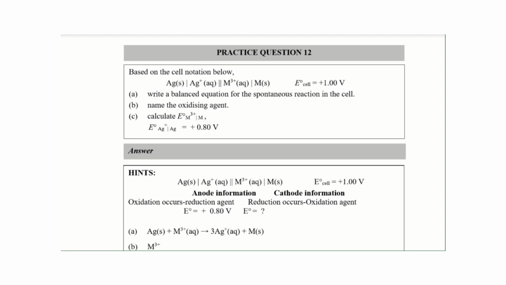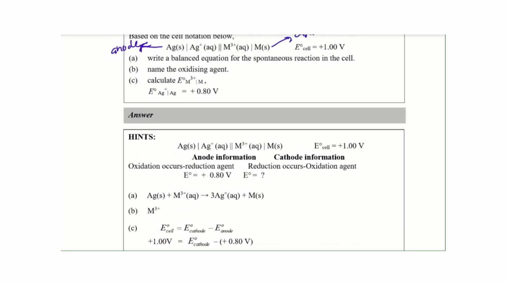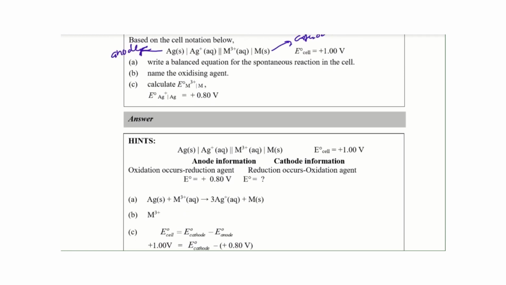Practice question 12. Based on the cell notation below, write a balanced equation for the spontaneous reaction in the cell. B, name the oxidizing agent. C, calculate E0 for M3+ to M. From the cell notation given, we have silver at the anode and M at the cathode. To write the balanced equation, we write the overall equation. We have to write the half-cell equations first.